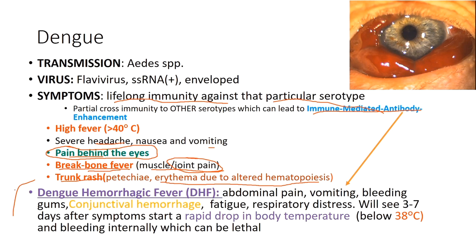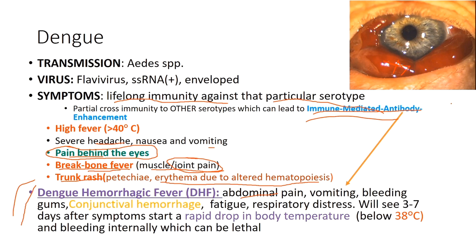Now, a complication of this, say if you have this immune-mediated antibody enhancement, then you can lead to what is known as dengue hemorrhagic fever. So this is where you have severe abdominal pain, vomiting, bleeding gums, conjunctival hemorrhage. This is actually what you can see here up in this picture. This is conjunctival hemorrhage. You can have fatigue, respiratory distress, and usually these last about a week.